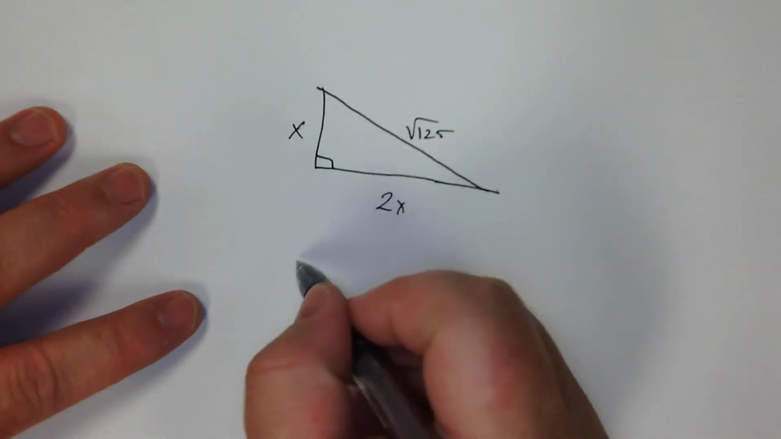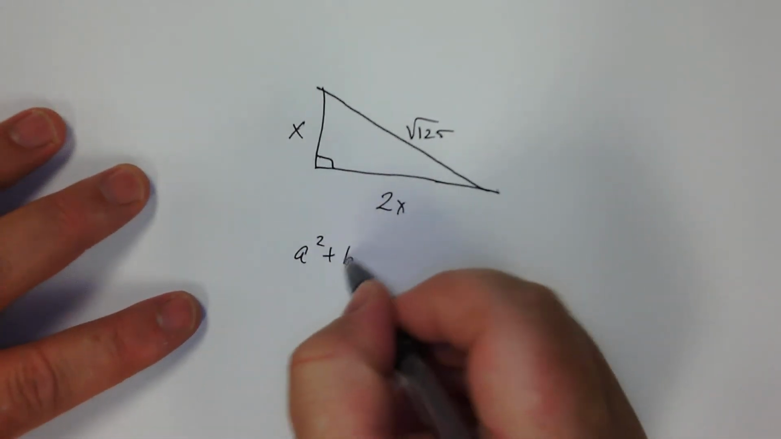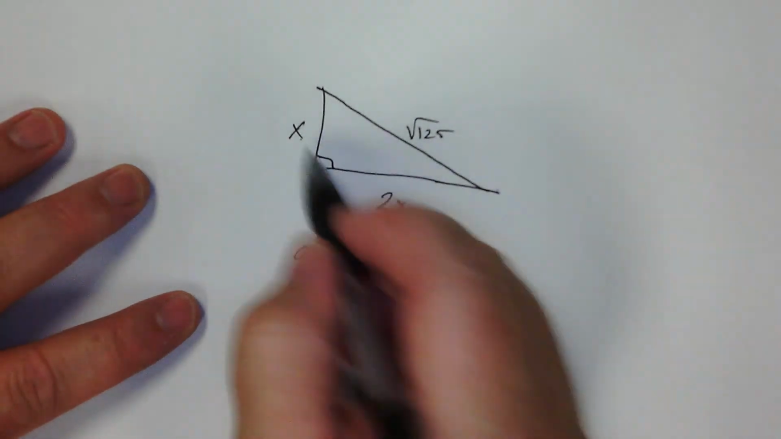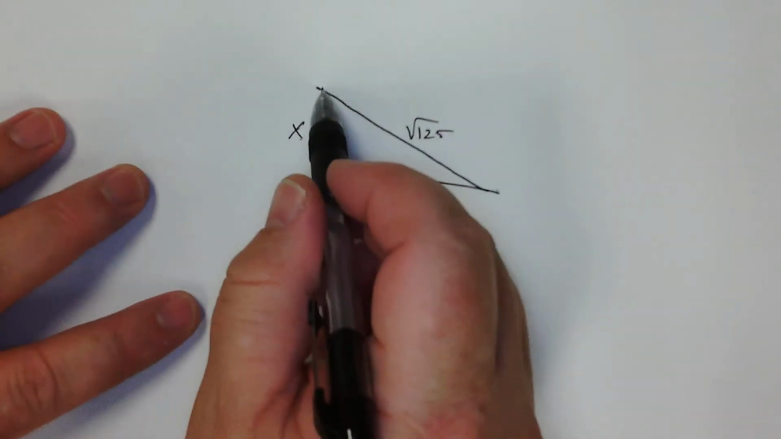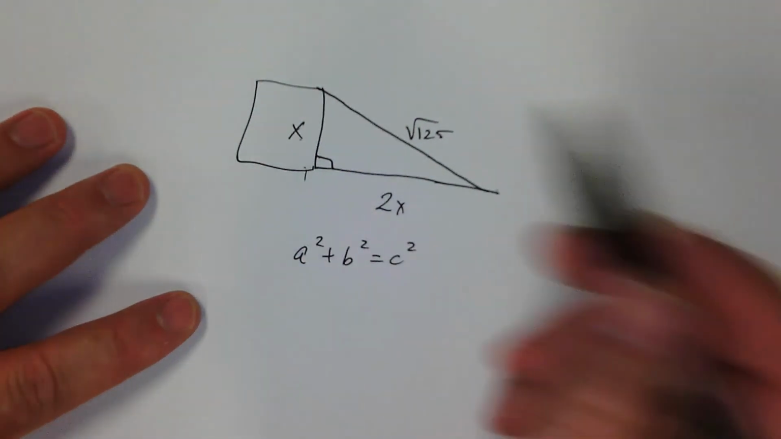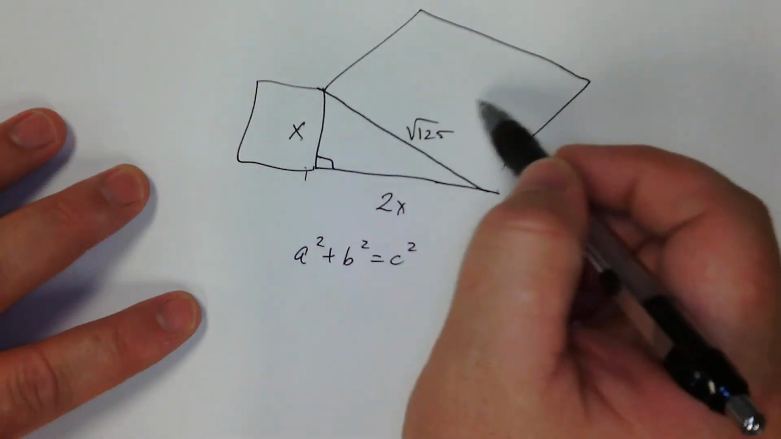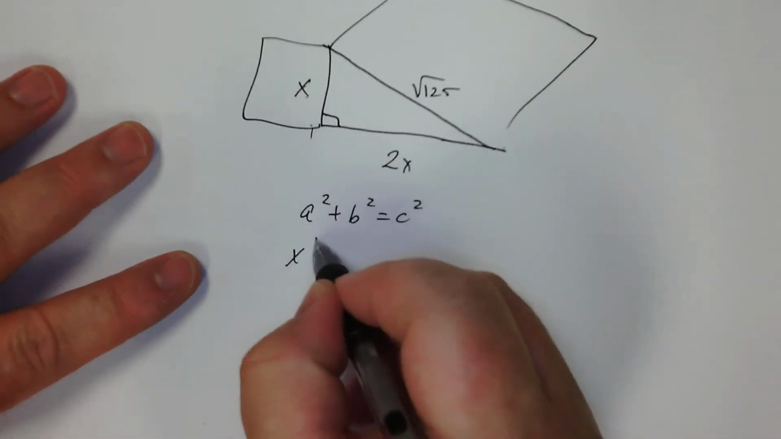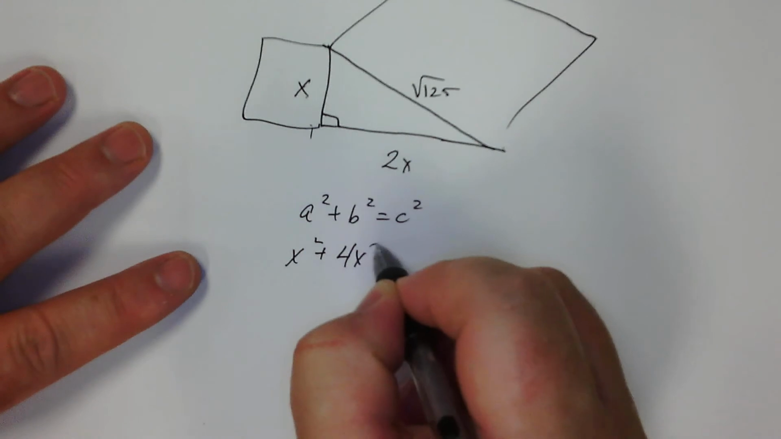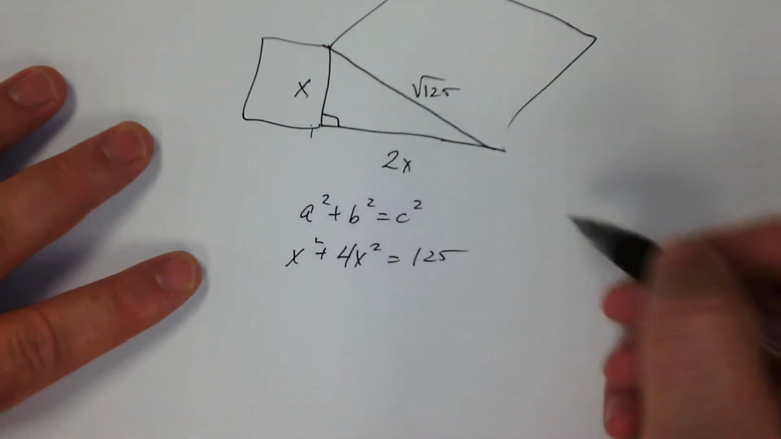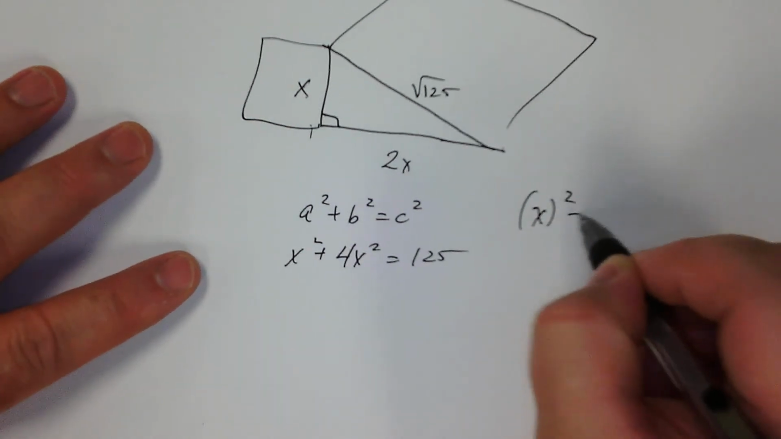Because this is a right triangle, the Pythagorean theorem holds true. A squared plus b squared is c squared. That means if you make a square out of these sides and you add them up, the area will be the same as the square of that side. So x squared plus 4x squared equals 125. Reason that's true, plugging everything in, right?